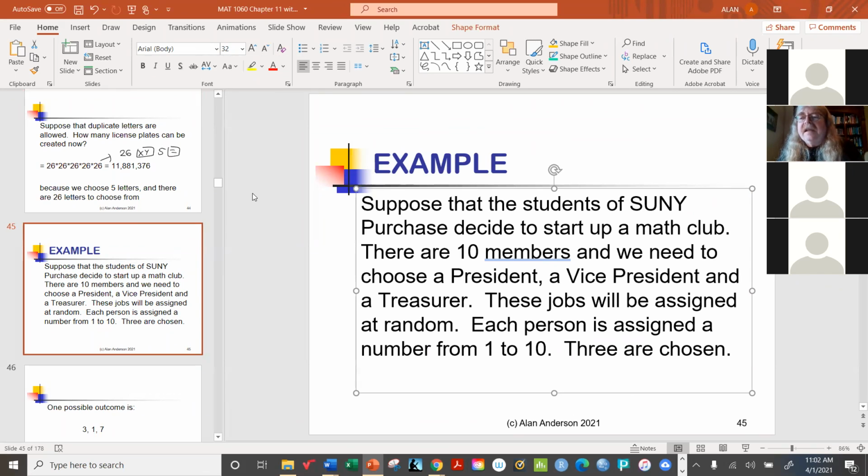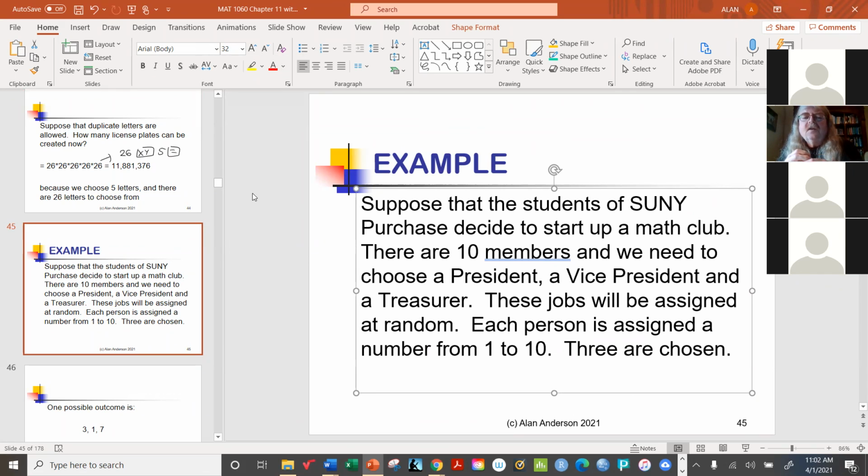Now, nobody seems to care which job they have, if any. So we're going to randomly select people for these jobs. Every student will be assigned a number from 1 to 10, and then we will randomly choose 3 of those numbers. The order in which we select the numbers will determine who fills each position.